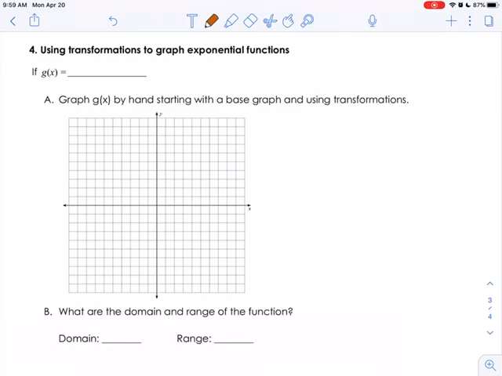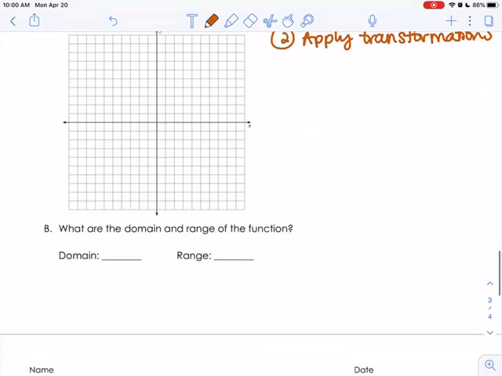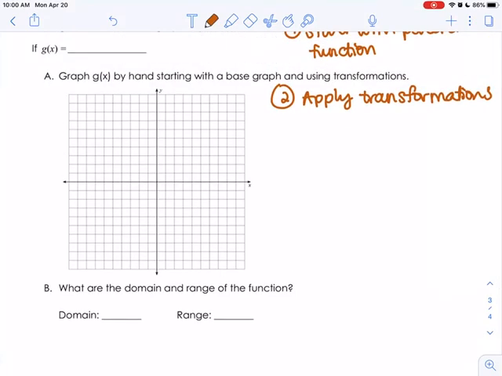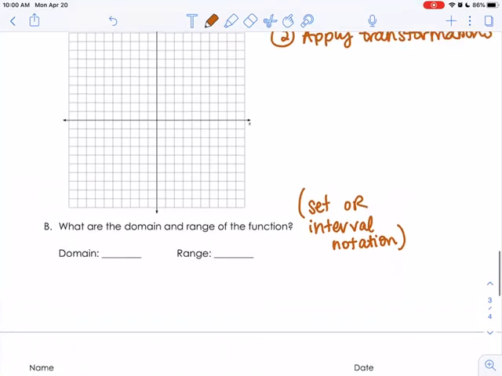So you need to start with the parent function. I'll just write that down. Start with the parent function. And then 2, you're going to apply transformations. And then it's asking you for the domain and the range of the function. So you can figure that out once you've graphed it, and go ahead and do that. Once again, we'll just use interval notation. Actually, I don't care. If set notation is easier, we'll say set or interval notation. Just make sure you're using one of those types of notation.